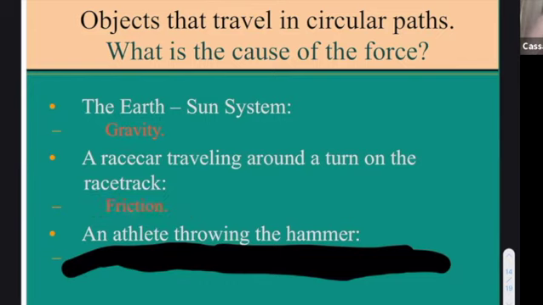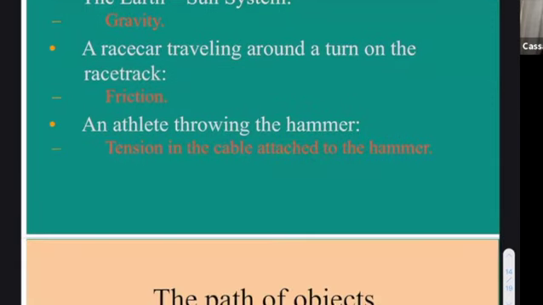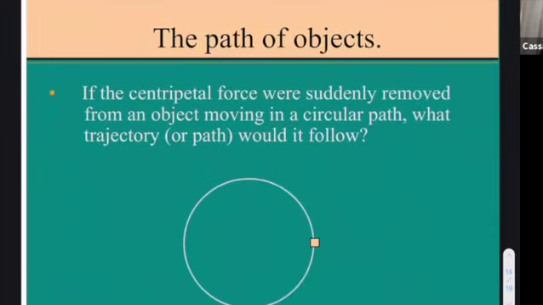Friction. So we've talked about how when you increase friction on one side, it can cause an object to turn. So an athlete throwing a hammer, think about this one. This one's tricky. So tension in the cable attached to the hammer. If you're swinging a hammer, you're creating a circular path, and then you let it go at a certain point and it's going to go shooting in the direction you want. We'll do some labs to further explain that.